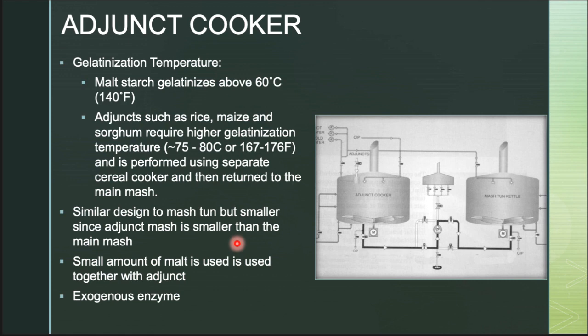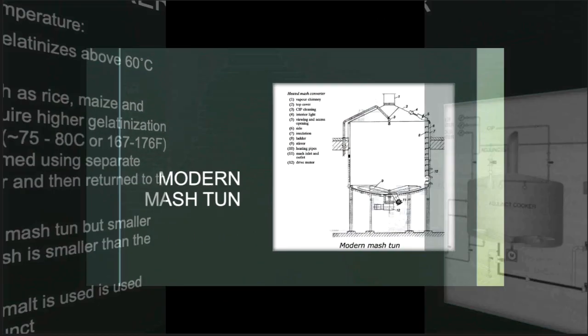A smaller amount of malt is generally used together with the adjunct during mashing in because of the utilization of the endogenous enzymes of the malt. However, if the proportion of adjunct is high, for example 50% or greater, the use of exogenous enzymes such as beta-glucanase, alpha-amylase and beta-amylase is preferred.